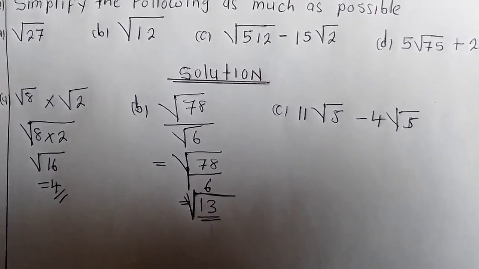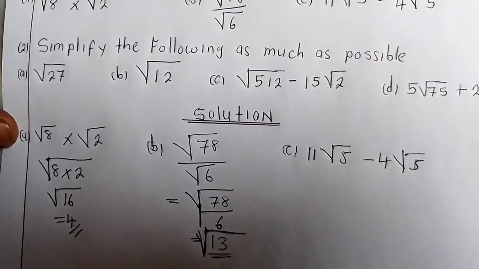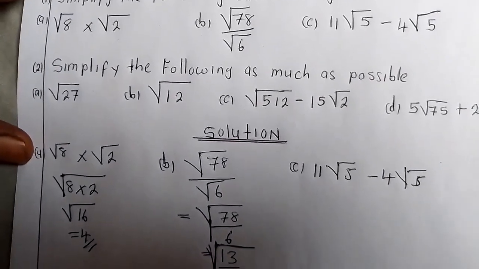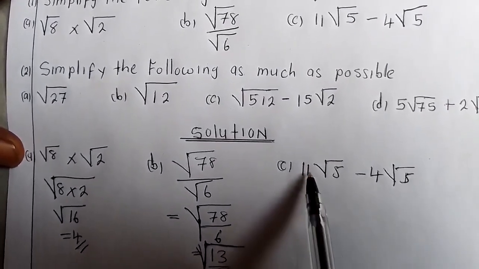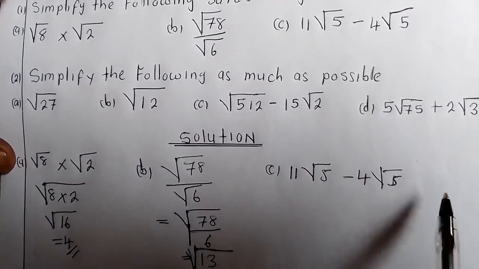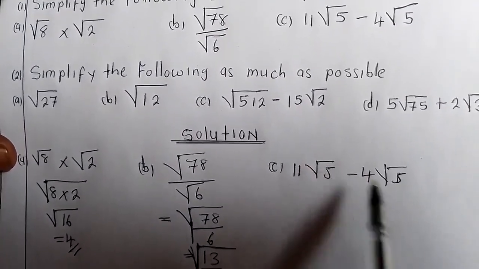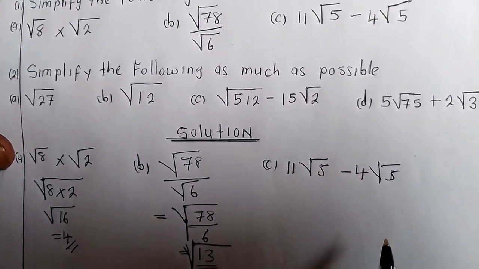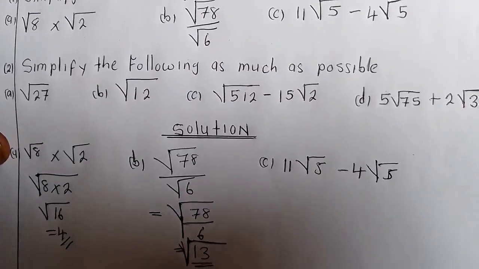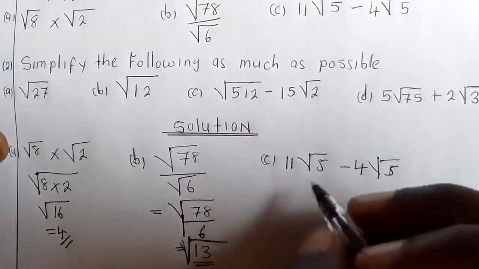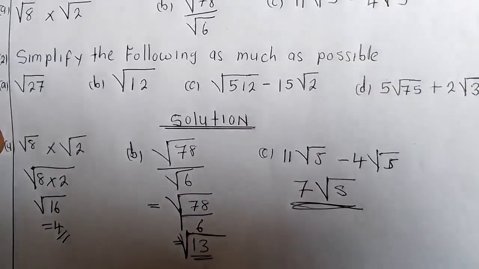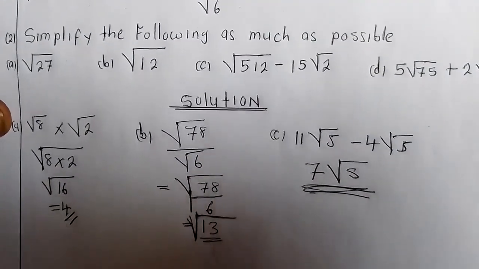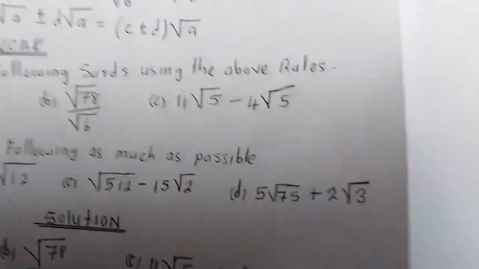For C, we can use the sum or subtraction rule, just the same way you solve those questions where you say this is 11x, this is 4x, we maintain the square roots and simply subtract these two. So what is 11 minus 4? You simply get 7, then you maintain the root of 5. So for this one, you are done.